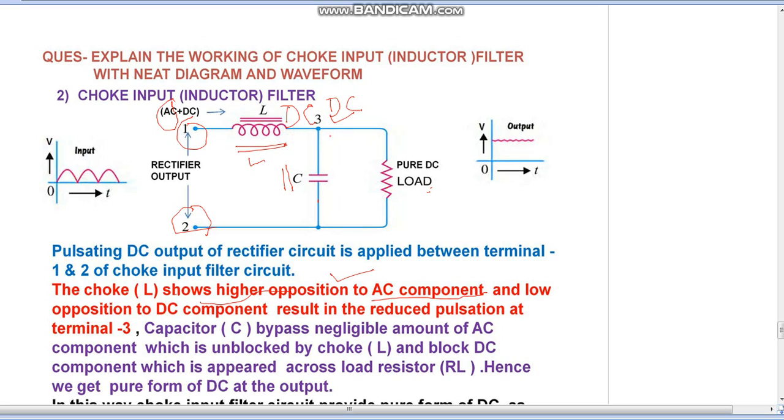Now capacitor C, what happens? Capacitor C bypasses the negligible amount of AC component which is unblocked by the choke L or inductor L, and it blocks the DC component, which is applied across the load RL. So we are getting pure form of DC at the output.